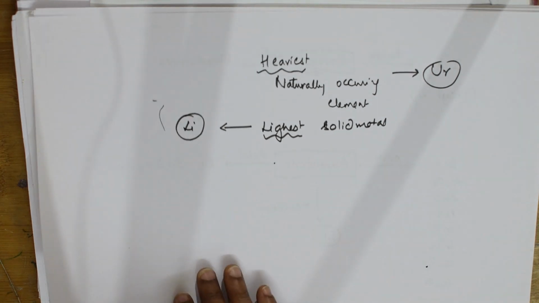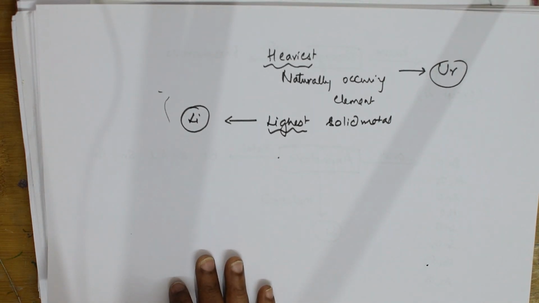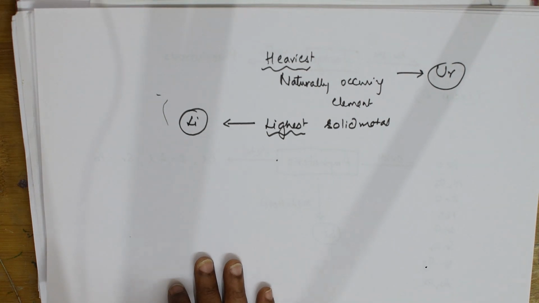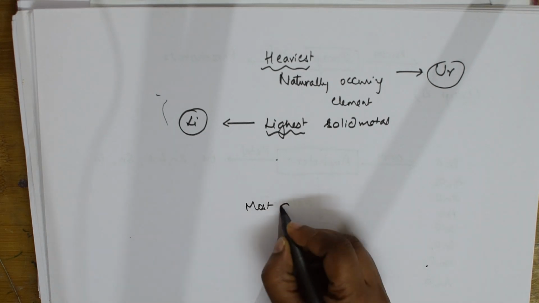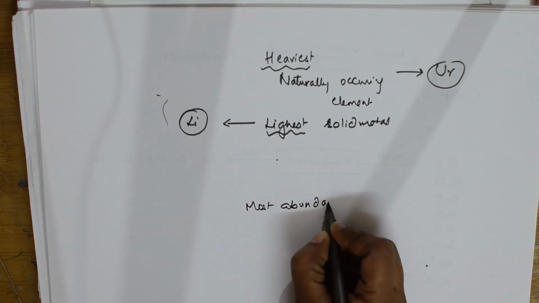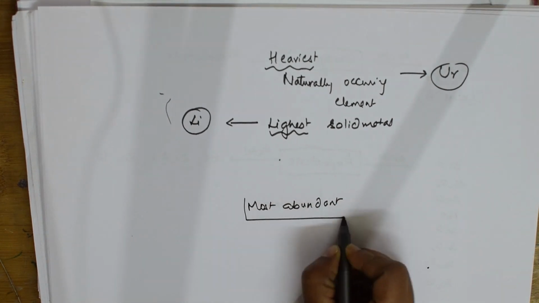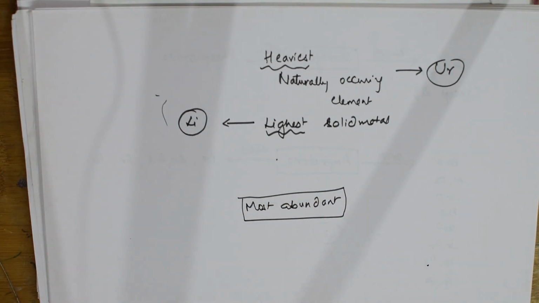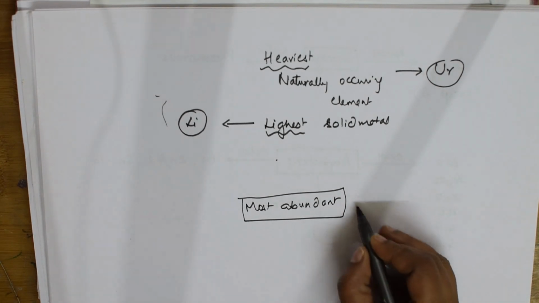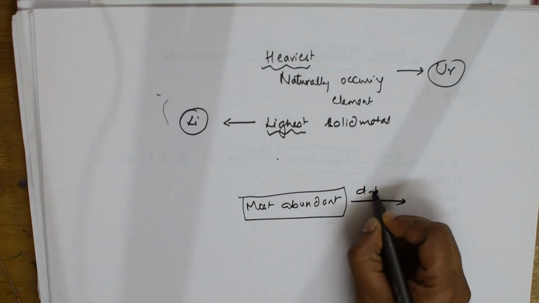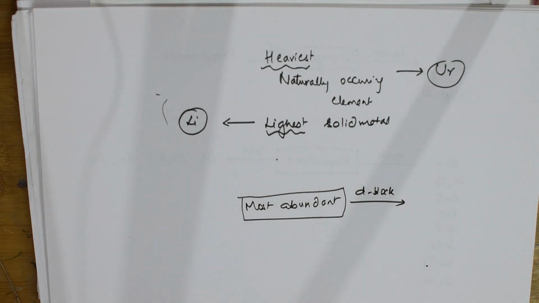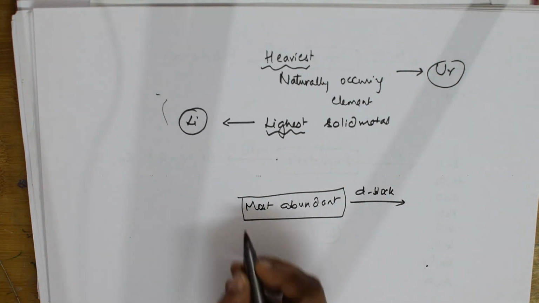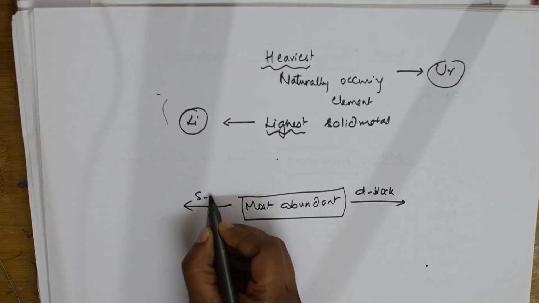Now I'll slowly go into a category like most abundant. So when I take most abundant, I'm talking about the periodic table. In the periodic table, most abundant in S block, D block, like that we will write. Let us say S block. In S block, what is the most abundant element?